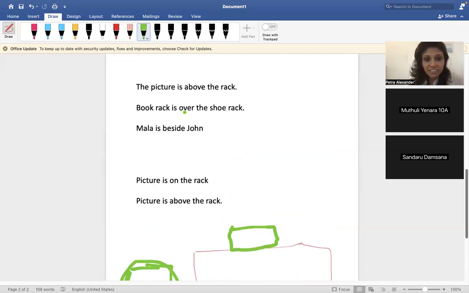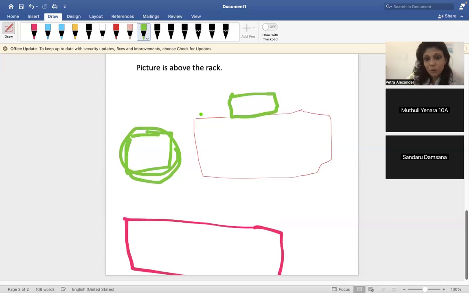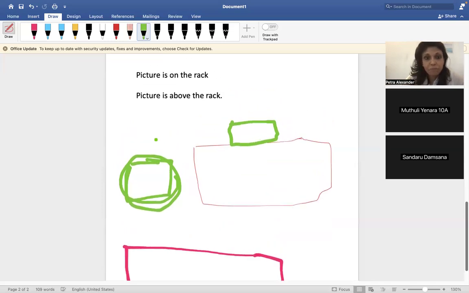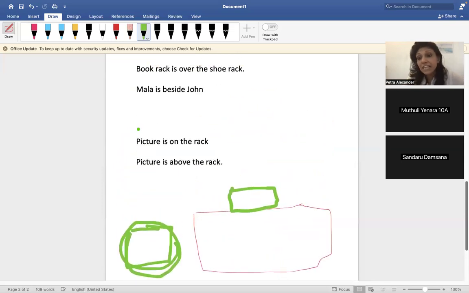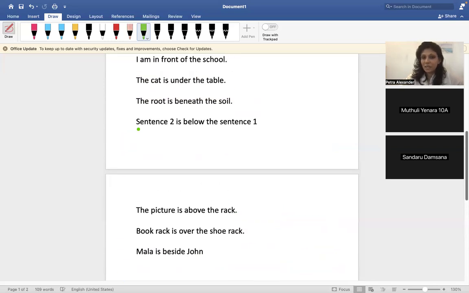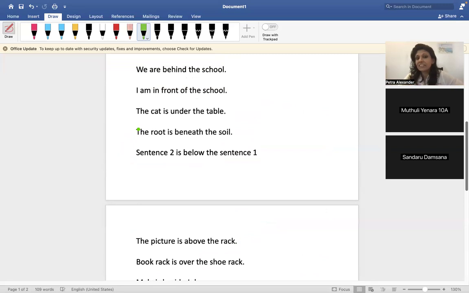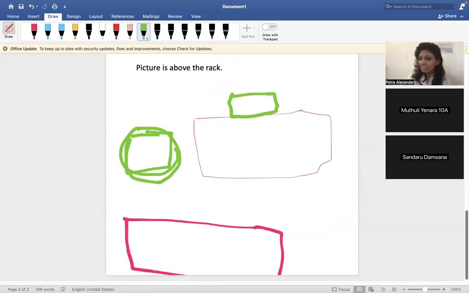Other one, over the shoe rack. Over also like that. The picture is over the shoe rack or over the rack. That's same. And beside is next to. So Mutuli is beside Sandaru. Sandaruට එහා පැත්තේ මුතුලි ඉන්නේ. Right? Okay. Below is යට. Like I explained you, under, below. Right. Next one.